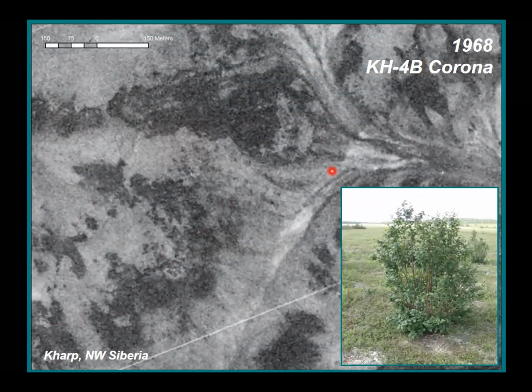This is 1968. This is a tree line, shrub tundra tree line site near Harp, Northwest Siberia. So this is just north of the Ural Mountains. And you can see that it's pretty nice resolution. And all of the darker areas are these guys. So the darker areas are these alder shrubs that are basically expanding their way across the landscape because of a variety of factors, including air temperature warming and disturbances.